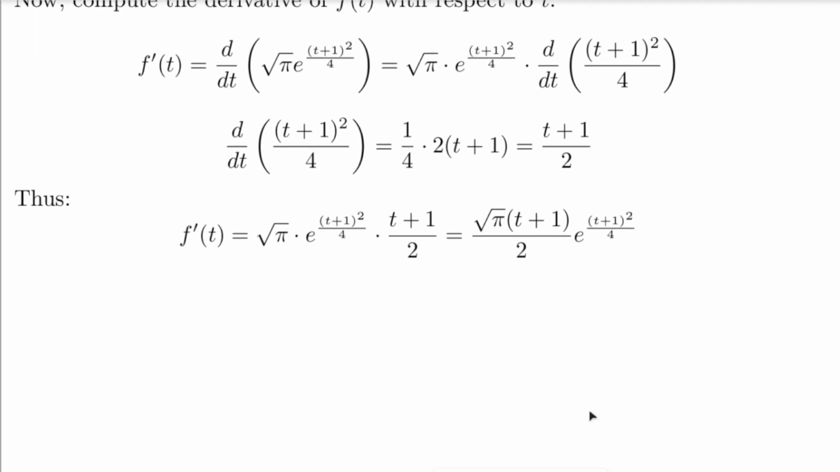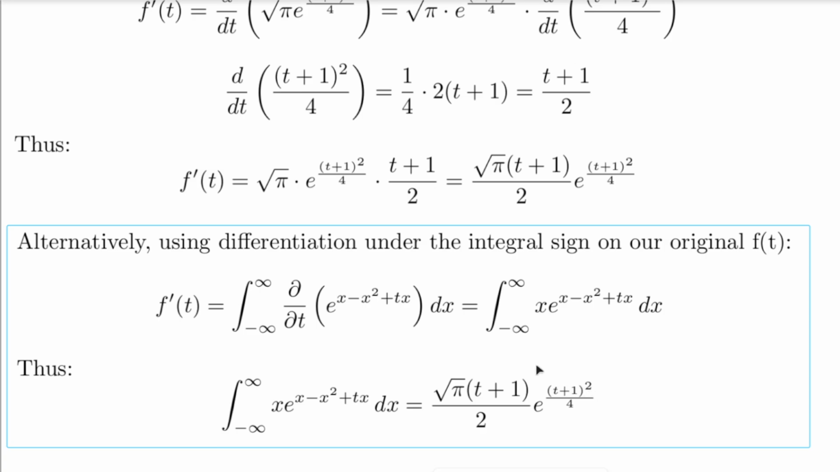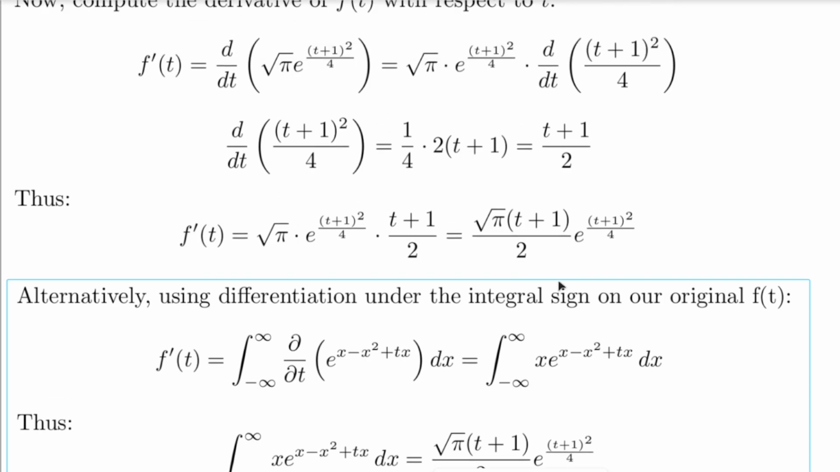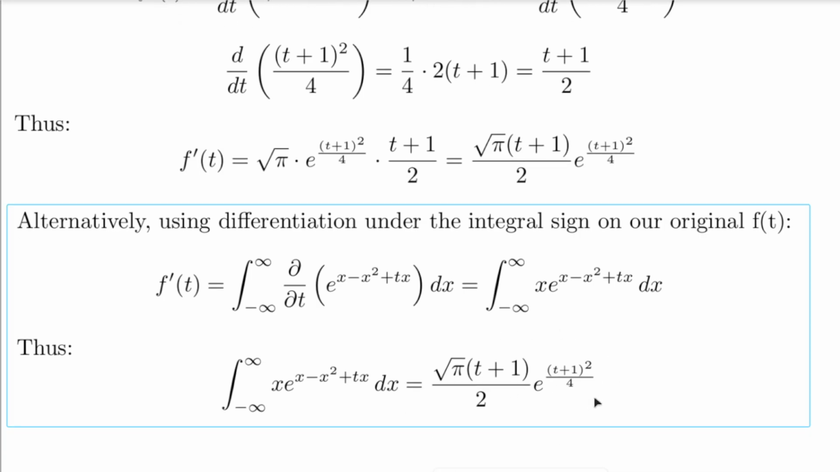Now, alternatively, we could have used the Leibniz rule for differentiation under the integral sign to arrive at f prime of t being equal to this. All we do is pass the derivative inside the integral sign and then take the partial with respect to t of the integrand. So we have two different ways to differentiate f of t. One of them gives us f prime of t is equal to this, and the other gives us f prime of t is equal to this. Therefore, they are the same thing. So we have that this integral simply evaluates to this.